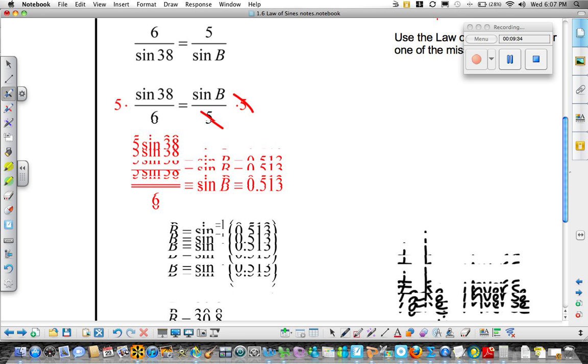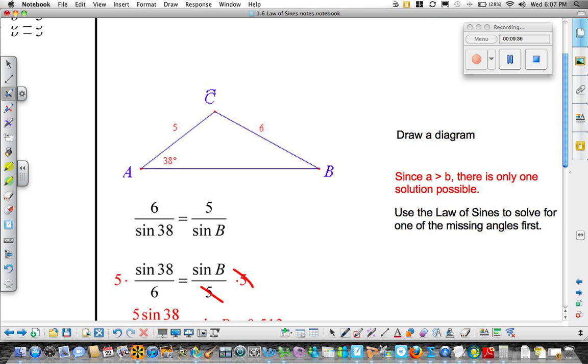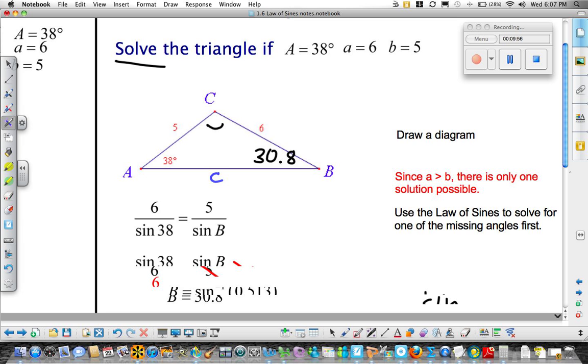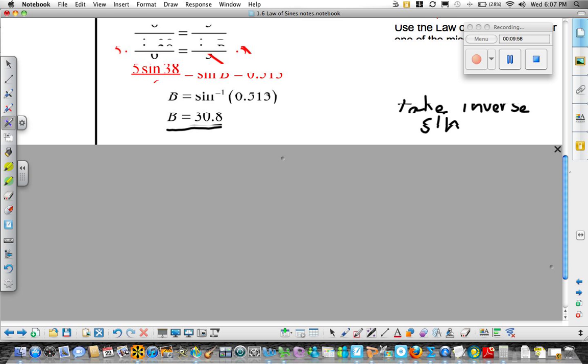So if I go back to my picture, and I'm going to scroll up here, I would fill in this angle as 30.8 degrees. Now we're not finished because we have to solve that whole triangle. That means we have to find angle C and we have to find side C. Well, I know two angles of the triangle, so I can find angle C by adding them together and subtracting from 180. So I'm going to do that next.